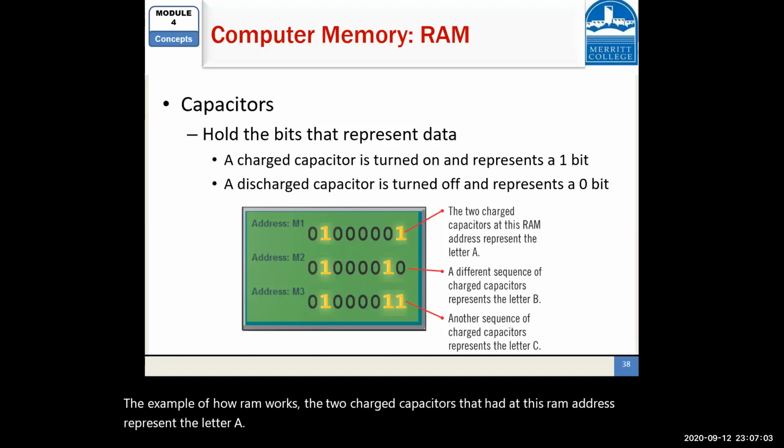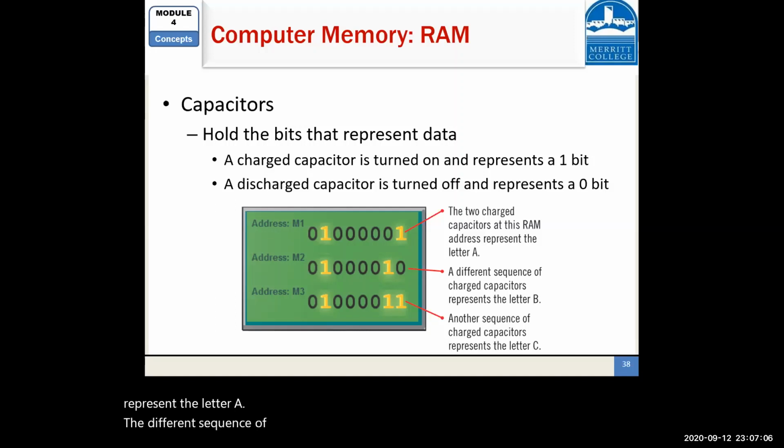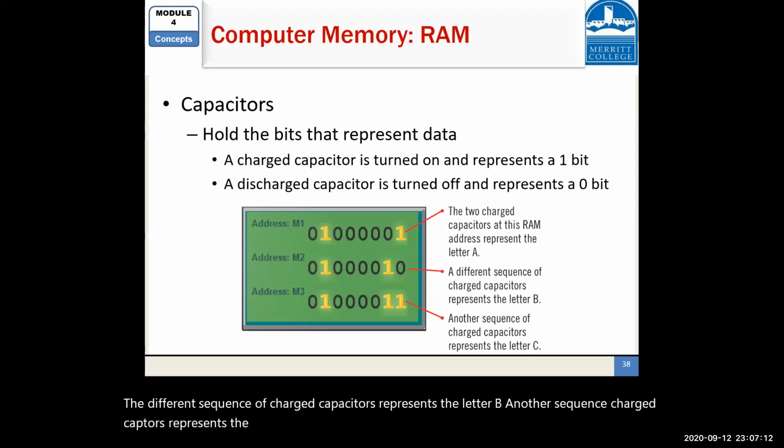A different sequence of charged capacitors represents the letter B. Another sequence of charged capacitors represents the letter C.